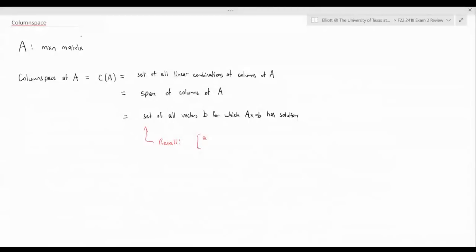Remember that when you do matrix vector multiplication, and I'm just going to illustrate with a 2x2 matrix, when you do A times X, that results in a linear combination of the columns of A. So when we're saying that B is equal to A times X, we are saying that B is a linear combination of the columns of A. And so that's where this definition of column space comes from, okay?